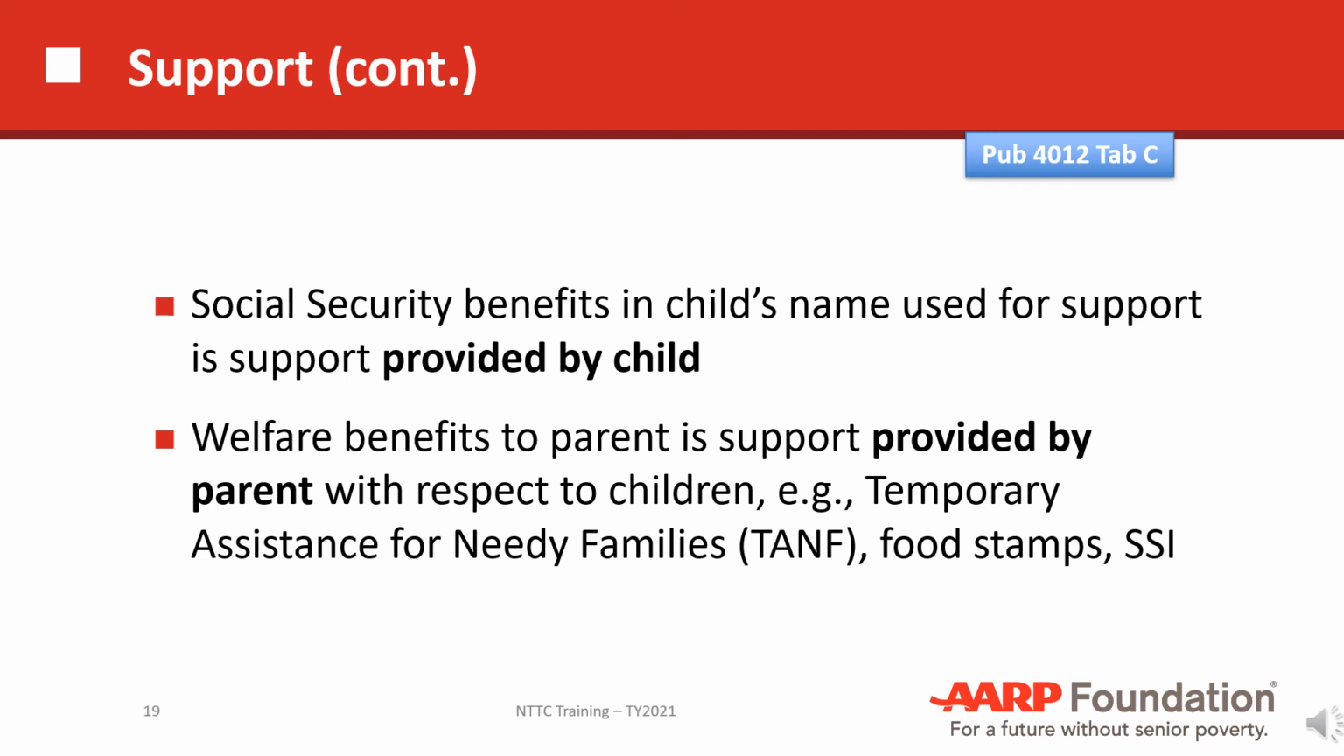Here are a couple of handy points to remember when trying to calculate support. The Social Security benefits that are received by the child in the child's name are considered support provided by the child, not by the parent. However, welfare benefits that are paid to the parent in order to support the child are considered support provided by the parent. So even though it was paid by welfare, it was paid to the parents, so therefore it is support provided by the parents, such as temporary assistance for needy families or food stamps, SSI, those kinds of things. So just a couple of points to keep in mind.